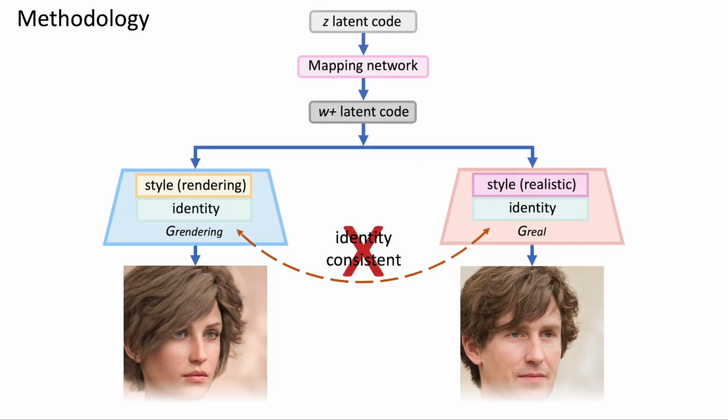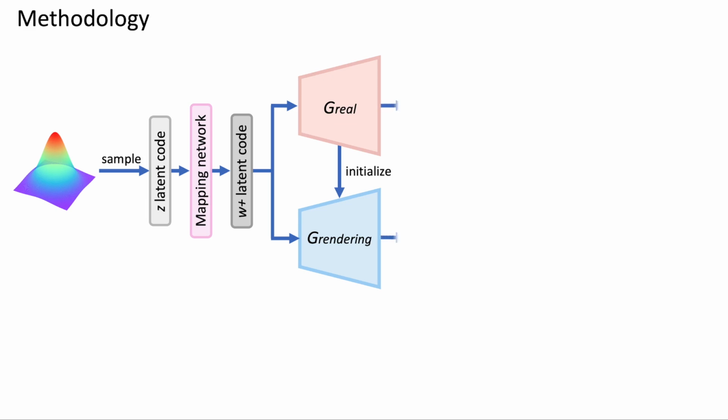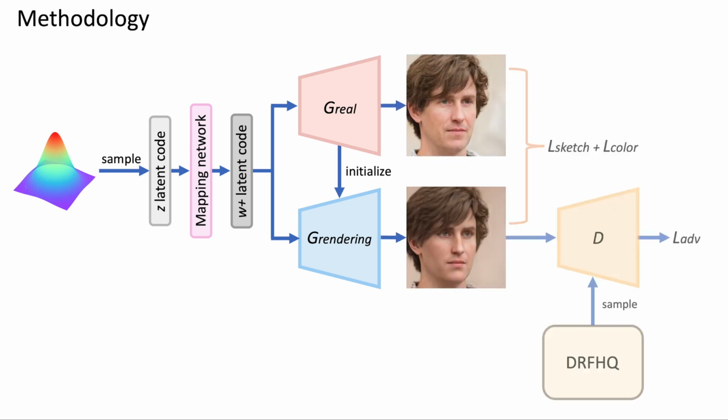However, simply fine-tuning the generator leads to large facial identity deviations in the fine-tuned latent space compared to the original. To address this issue, we use two additional losses, sketch loss and color loss, during the fine-tuning process to constrain the facial identity. Specifically, we freeze the G-Real during fine-tuning and input the same latent code into G-Rendering and G-Real respectively. The two resulting portraits are then used to compute our losses.